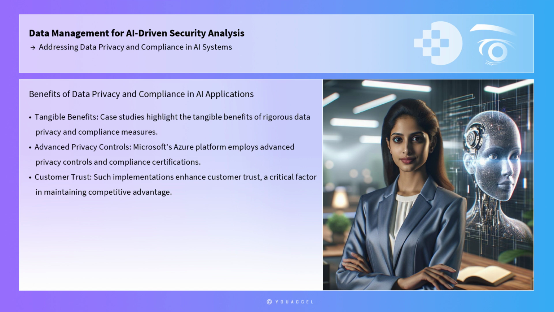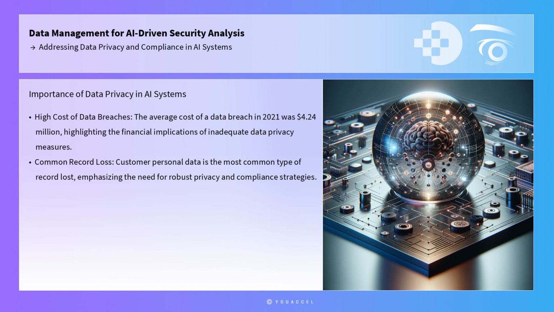Case studies highlight the tangible benefits of rigorous data privacy and compliance measures. For example, Microsoft's Azure platform employs advanced privacy controls and compliance certifications, enabling organizations to build AI applications with confidence in their data privacy safeguards. Such implementations not only ensure compliance, but also enhance customer trust, a critical factor in maintaining competitive advantage. Statistics further underscore the importance of addressing data privacy in AI systems. According to a report, the average cost of a data breach in 2021 was $4.24 million, with customer personal data being the most common type of record lost.